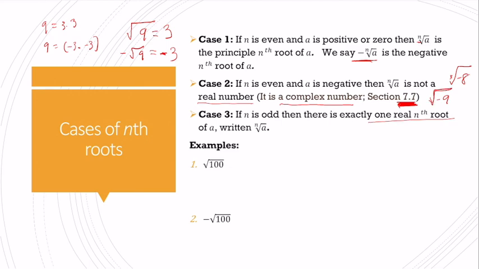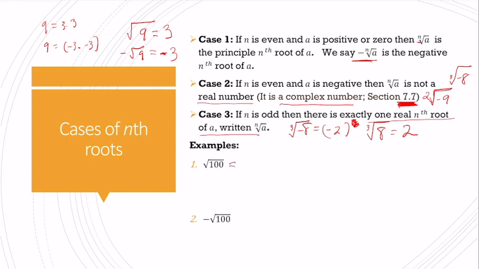So I can't take the square root of negative 9 because n is even, our n is 2. But because n is odd, when I have the cube root of negative 8, I would get negative 2, because negative 2 times itself 3 times gets us back to negative 8. I can also take the cube root of positive 8. That would give me a positive 2. Okay, so if n is odd, then there's exactly one real nth root.